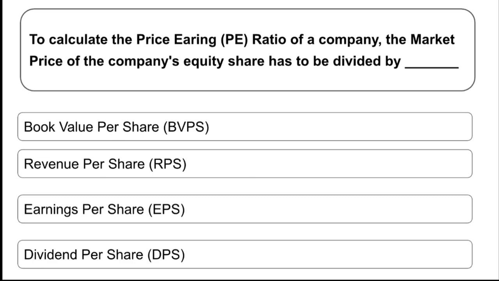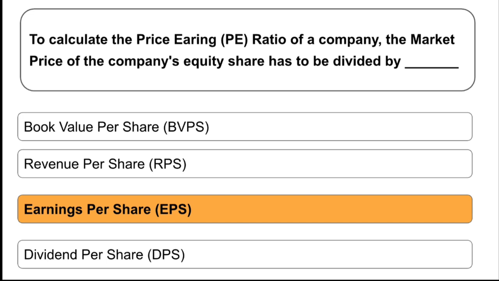To calculate the price earning ratio of a company, the market price of a company equity share has to be divided by, options are A, book value per share, B, revenue per share, C, earning per share, D, dividend per share. And the correct answer is earning per share.